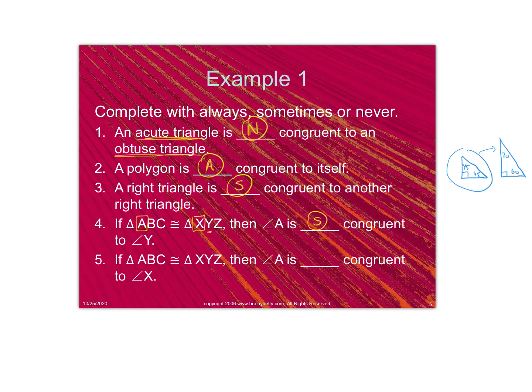And then the last one is if triangle ABC is congruent to XYZ, then angle A is sometimes, always, or never congruent to X. And that's going to be an always, because again, notice they're corresponding. They're in that same spot. It's a corresponding angle, and so they're going to be congruent.